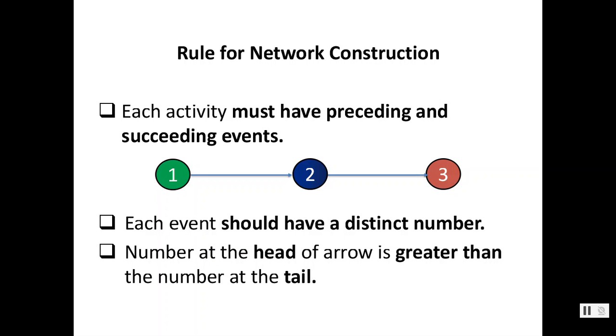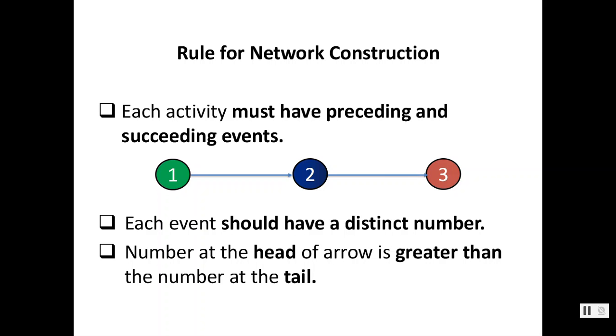In short, the rules for network construction. Each activity must have a preceding and a succeeding event. Activity 1-2 has preceding event 1 and succeeding event 2. Activity 2-3 has preceding event 2 and succeeding event 3. Each event should have a distinct number: 1, 2, 3, 4, 5. The number at the head of the arrow is greater than the number at the tail.